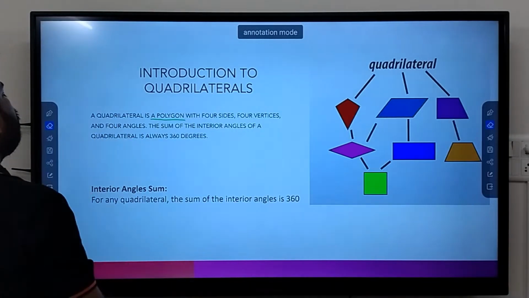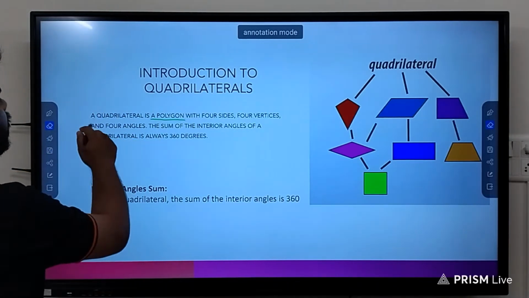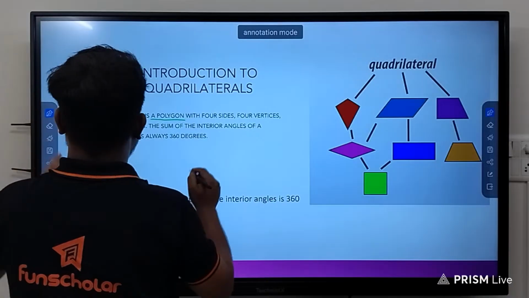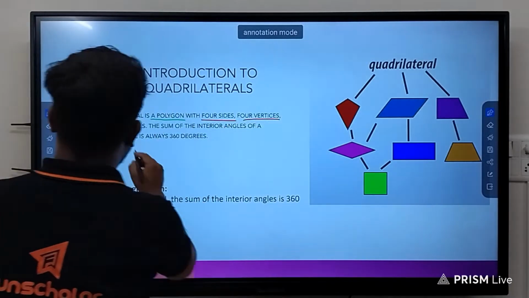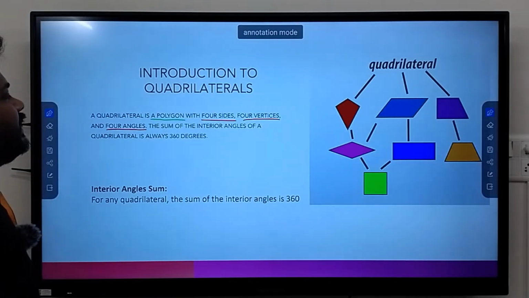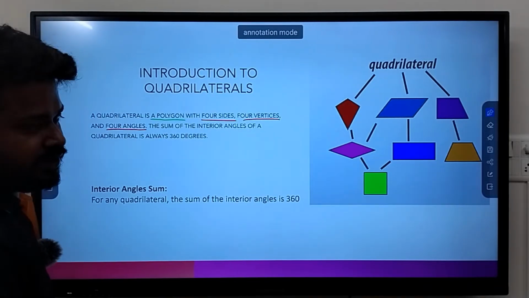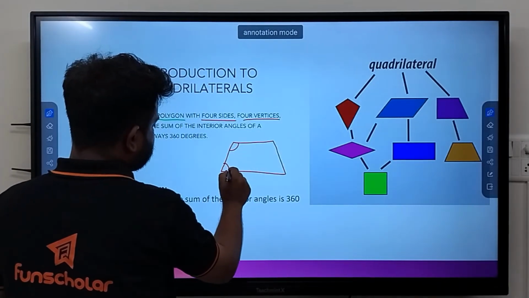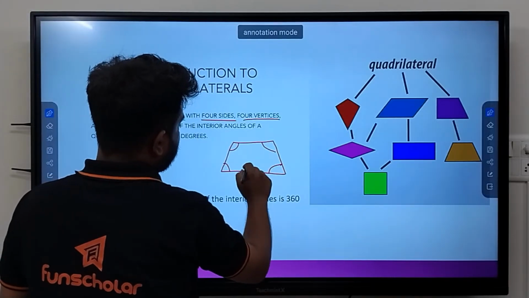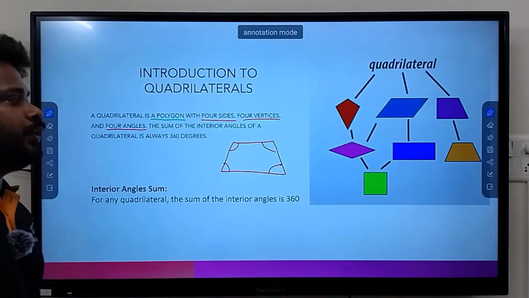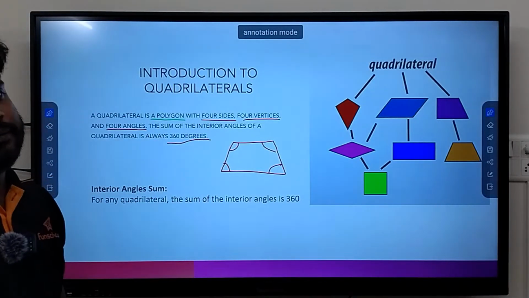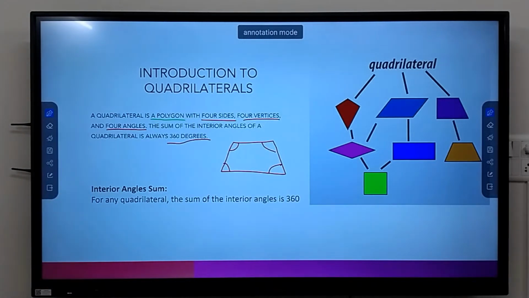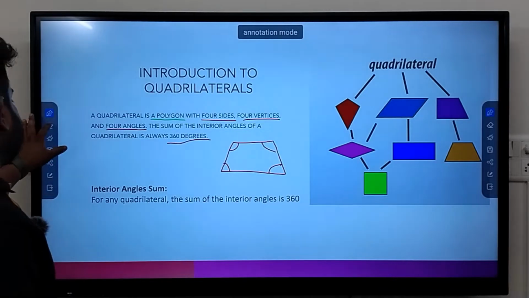Okay, so coming back to the quadrilateral. A quadrilateral is a polygon with 4 sides, 4 vertices and 4 angles. The sum of the interior angles of a quadrilateral is always 360 degrees. So if this one is a quadrilateral, these will all be the angles of this quadrilateral, and the sum of all 4 angles will be 360 degrees. Okay, and this is called the interior angle sum. For any quadrilateral, the sum of the interior angles is 360 degrees.